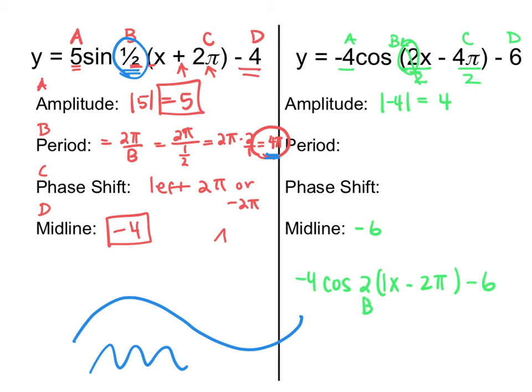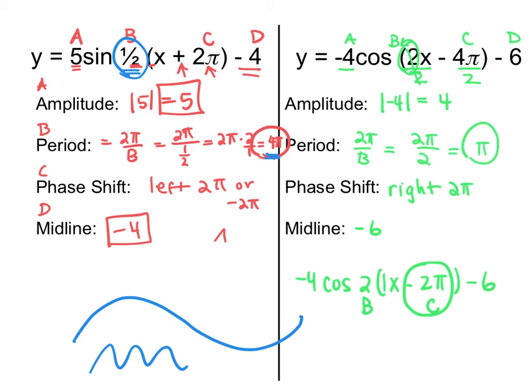Now we can see our b value is 2, which we're going to find our period from, and our c value is right here. So this goes in the opposite direction. So now we're going to go right 2 pi on this one, or a +2 pi. And our period is 2 pi divided by b. So when I take my b value, which is now 2, easy math that time, my period is pi.